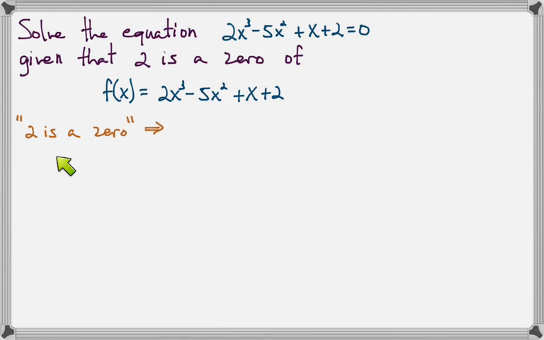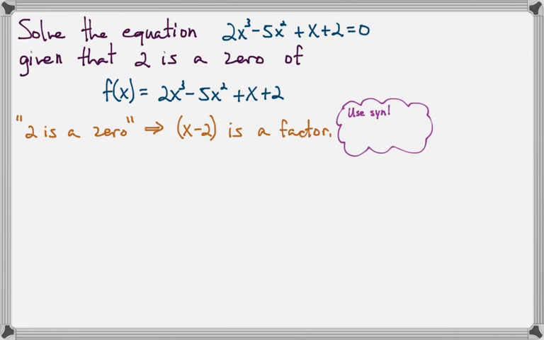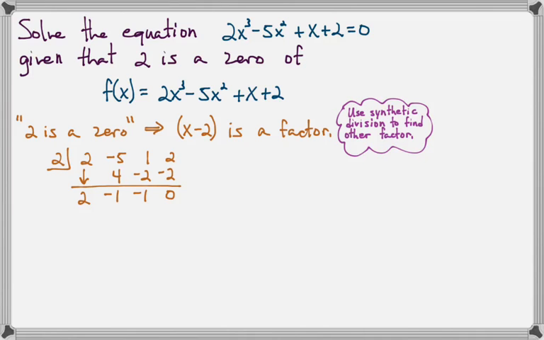So now, if we know 2 is a 0 of this function, then we know that x minus 2 is a factor of this expression. And we have to find the other factor. And we'll use synthetic division to find that other factor. So I'm going to put 2 in the box. And there are all my other coefficients, and I'm trusting that you remember how to do the synthetic division.